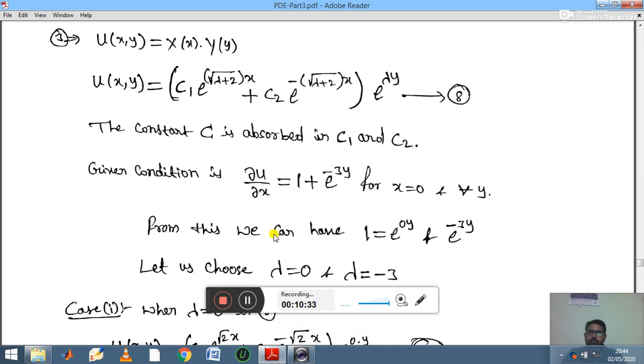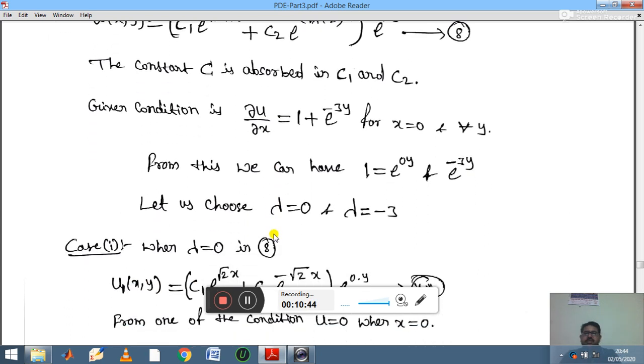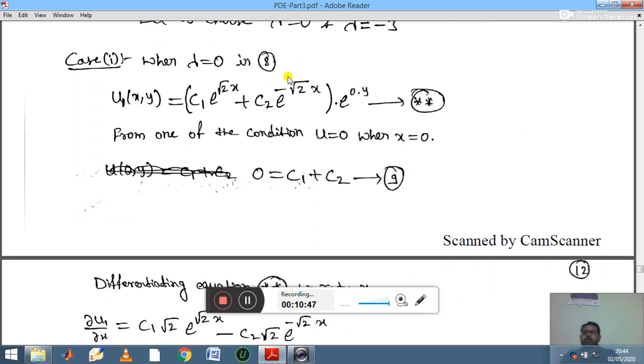Now we are going to make 2 cases: when lambda = 0, what is the solution, and when lambda = -3, what is the solution. Let us consider the first case. When lambda = 0, equation 8 becomes u1(x,y) = c1 times, wherever lambda is there you substitute 0. Therefore the last term becomes e^(0·y), and e^0 is 1. Therefore you get c1 e^(√2 x) + c2 e^(-√2 x).